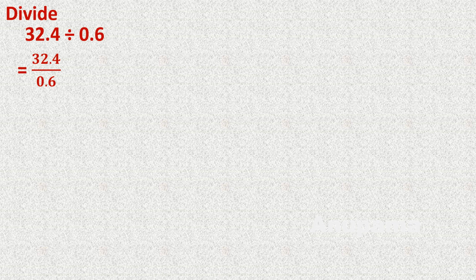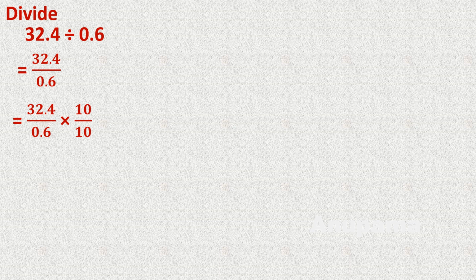And how can we remove the decimal point? Just by multiplying by 10, 100 or 1000, whichever is required. So in 0.6 we will multiply by 10, because when we multiply 0.6 by 10 it will be 6. So we will multiply by 10 by 10. Why? Because if we are multiplying the denominator, we should multiply the numerator also by that same number.